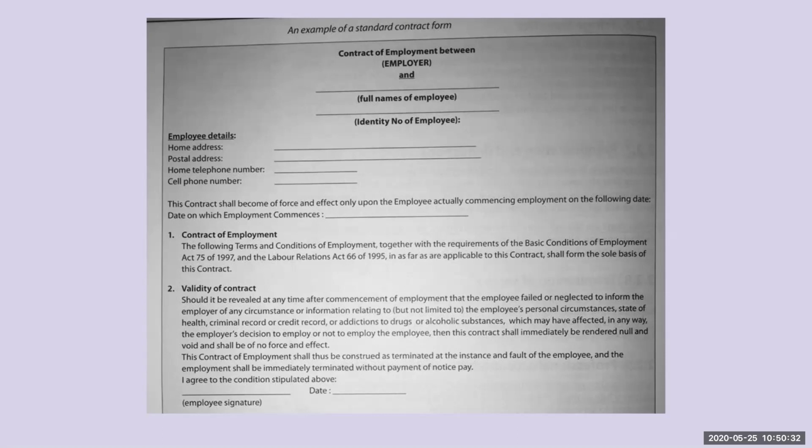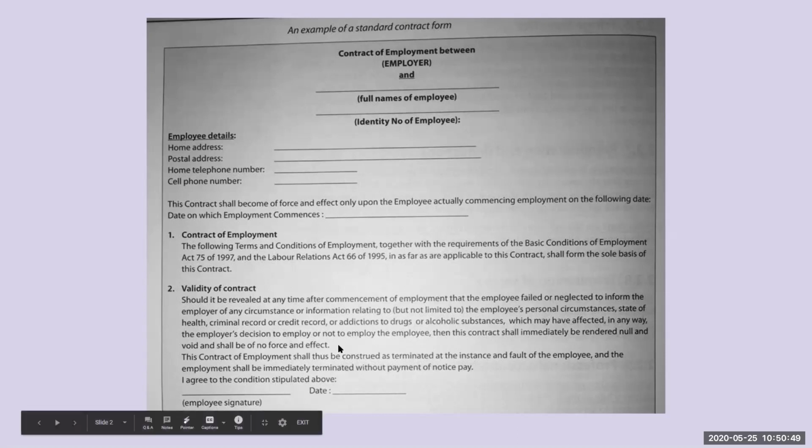And the employment shall be immediately terminated without payment or notice pay. Okay, this means that you are immediately out of a job, the contract is no longer valid, and they do not need to give you a month's notice or anything like that. And then obviously the employee needs to sign this and put a date there. Without a date, it will not be valid.